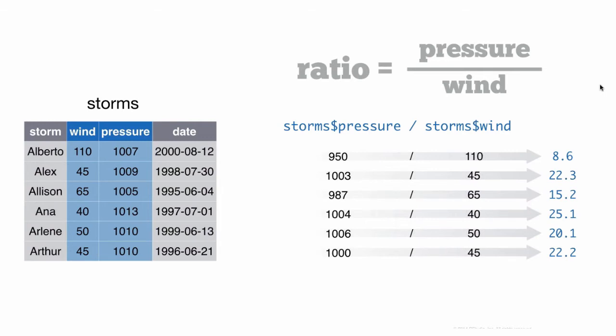We wouldn't want to divide the pressure of Alberto by the wind speed of Alex. That's really not a meaningful quantity. So we want to make sure we keep the pressure of Alberto with the wind of Alberto and the pressure of Alex with the wind of Alex and so on. Well, the structure of the storms data frame makes that happen automatically. It's taking advantage of R's element-wise operations.